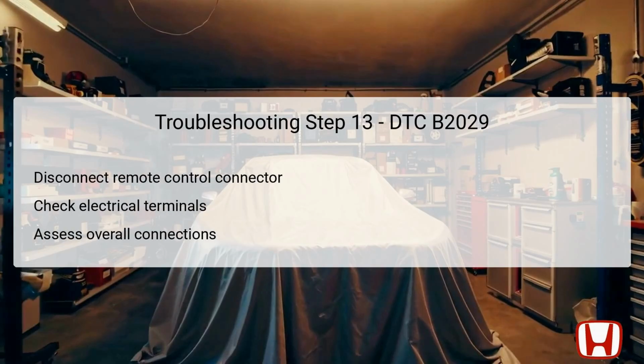In the 13th step, the technician is tasked with disconnecting the left power sliding door remote control assembly connector A, 14P. This action mirrors previous steps of isolating components for a detailed inspection. By focusing on the remote control assembly, technicians can pinpoint if the issue originates within this specific part of the system or if it lies deeper within the control unit or wiring.